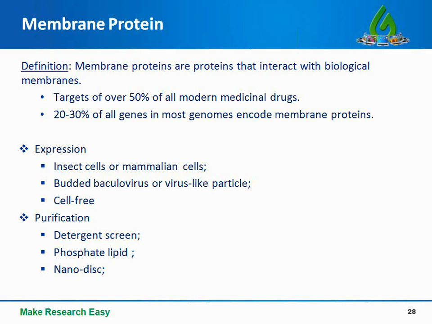As membrane proteins are part of the membrane, it's quite challenging to express them solubly in E. coli. Therefore, membrane proteins such as GPCRs are often expressed in insect cells or mammalian cells, or a cell-free expression system can be used if the required amount of protein is not much. To purify the target membrane protein from the membrane and the other membrane proteins, appropriate detergent, phospholipid, and nanodisc need to be empirically determined.